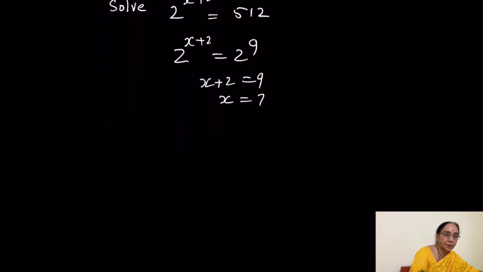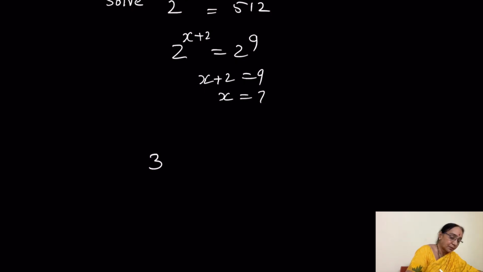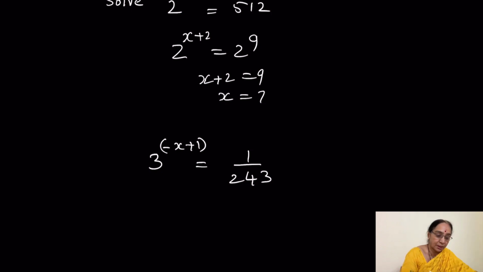And some powers of 3 also you should be familiar with, up to 3 power 5. 3 squared is 9, 3 power 3 is 27, 3 raised to 4 is 81, and 3 raised to 5 is 243. Now let us solve one more equation. 3 raised to negative x plus 1 is equal to 1 by 243.